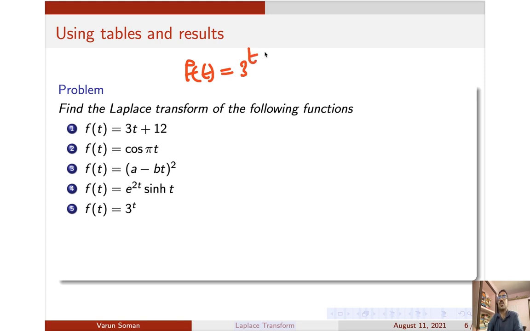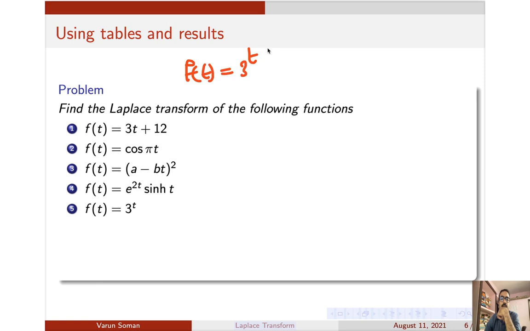How will you do that? Two ways are there. You can use the direct definition, or I am going to do a simple manipulation. If you look at the table, what can I use here? I know the formula for t raised to n, but this is of the form 3 raised to t. What will we do here? How can we do this problem?